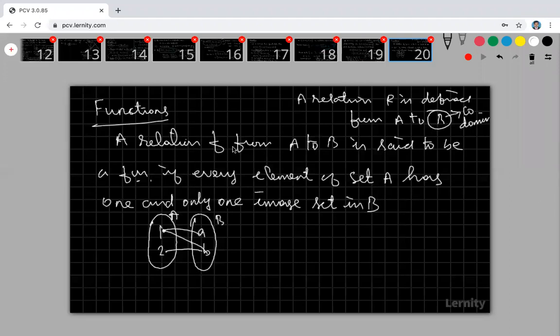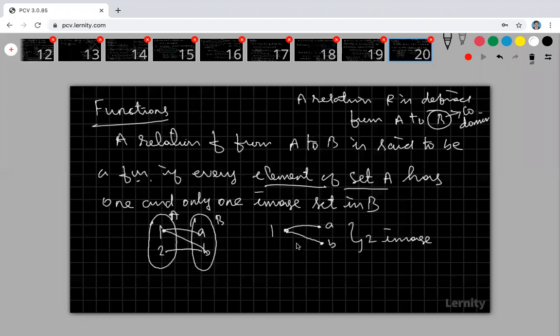What is the definition? A relation f from A to B is said to be a function. What is the condition? Every element in set A, very important point, every element in set A, means first set, has one and only one image. Look at that. My image of one is A, my image of one is B also. How many images for one? One is related to A, one is related to B. This related element is called the image. A is the image of one, B is the image of one. One has two images.